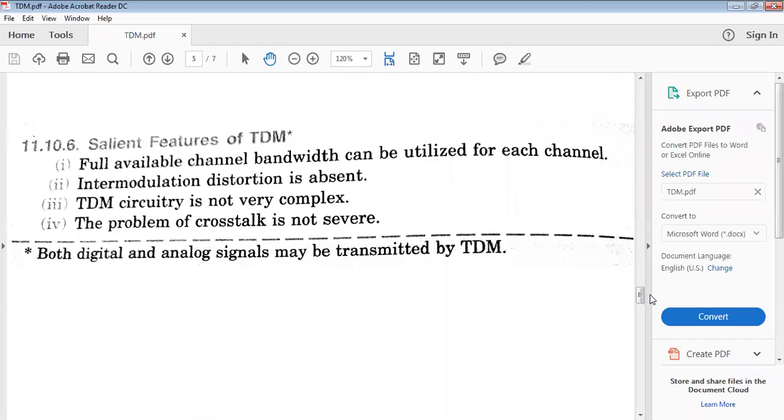Okay, these are some features or advantages of TDM. I am coming to the numerical problem, but before that there should be advantages and disadvantages of TDM. Full available channel bandwidth can be utilized for each channel. This bandwidth can be utilized fully, not the time. Intermodulation distortion is absent. Why? I am using the anti-aliasing filter. It is not very complex, and the problem of crosstalk is not severe. Both the crosstalk and intermodulation distortion problems are reduced due to the presence of the anti-aliasing filter.